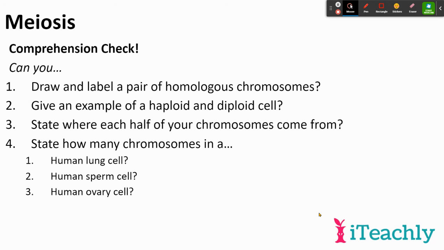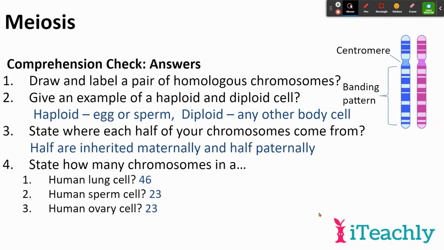All right, so we'll answer these. Draw and label a pair of homologous chromosomes. They're over here on the side, right? So here's the centromere for these. You get one from your mom and one from your dad. They have the same exact genes at the same loci, is sort of where it is. Give an example of a haploid and diploid cell. So a haploid cell for us will be the egg or the sperm, and the diploid would be your hair cells, your skin cells, your fingernail cells, your eye cells.